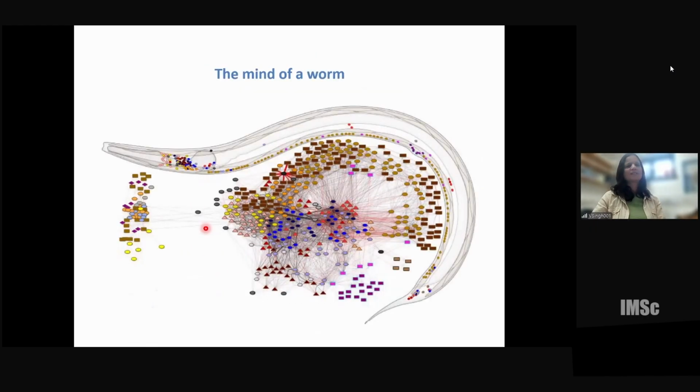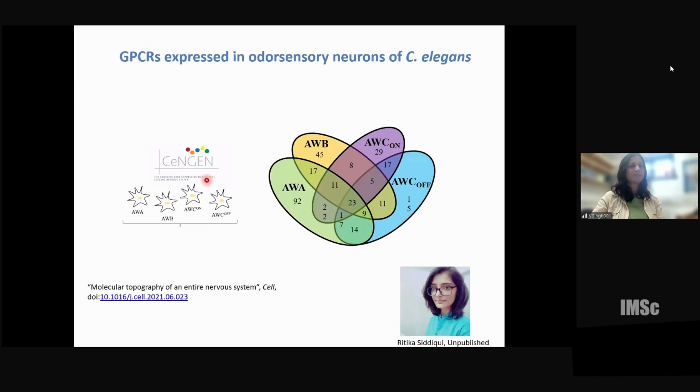Because of lots of work done by lots of different people, but initiated by Sydney Brenner and John White and completed in 1986, they were able to create what is called the mind of a worm. And you would have seen variants of this image several times. And here are the neurons that we are interested in, the amphid sensory neurons. I will not talk about connectomics, but we can discuss it at the end of the talk if you are interested. So how do we begin to look at it?